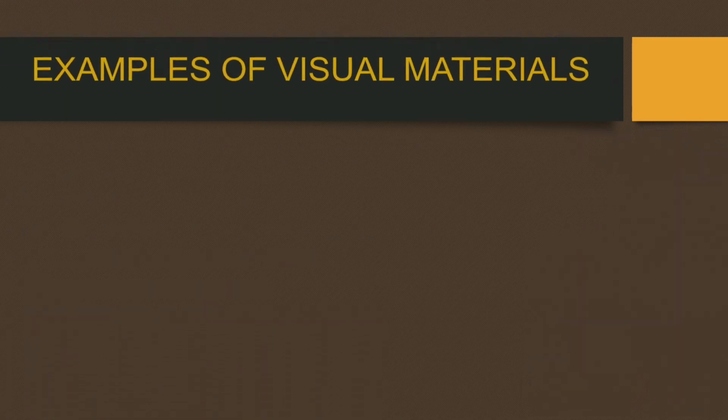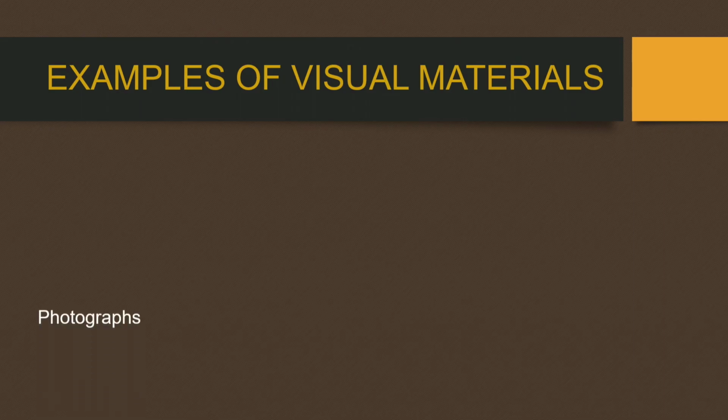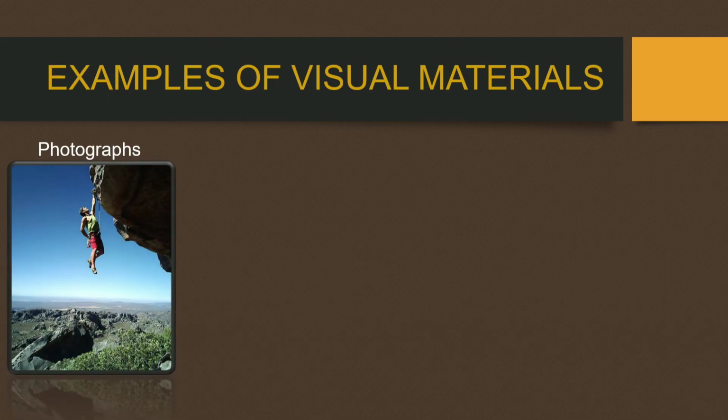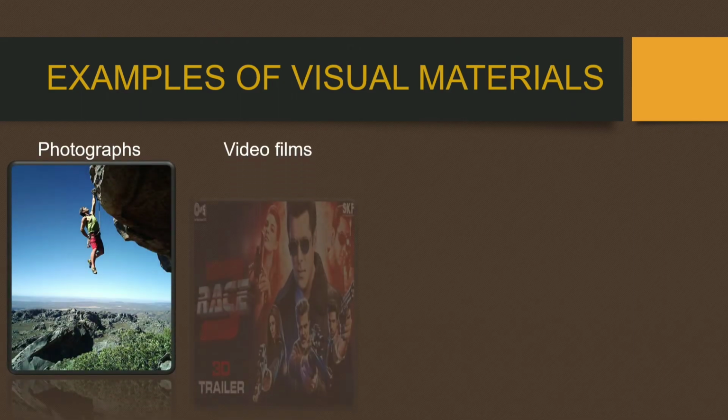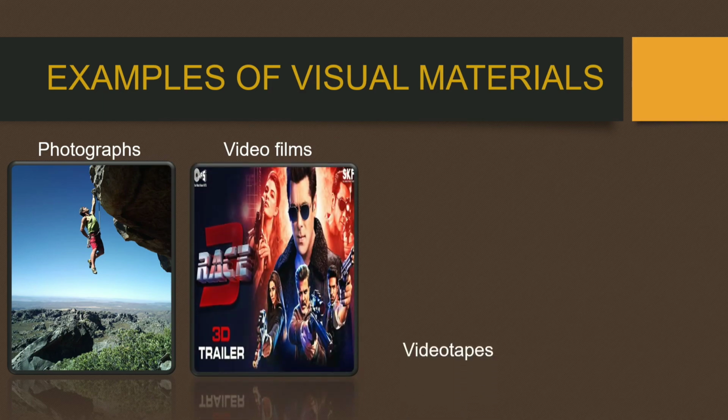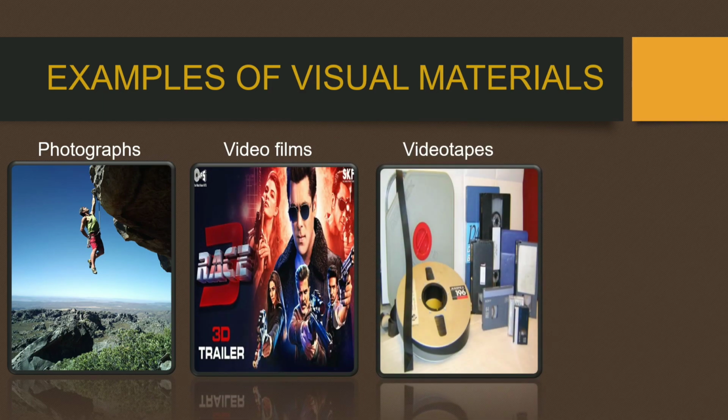So here are the examples of visual materials. First is the photographs. Second, video films. Third is the videotape. And lastly, the painting.